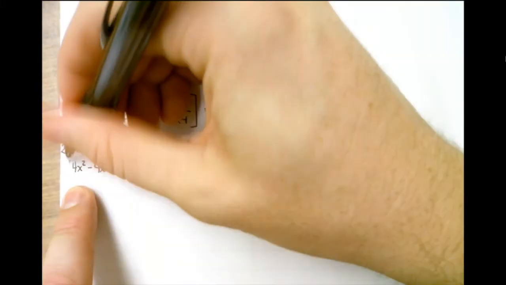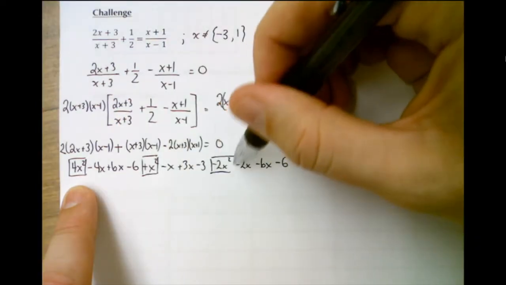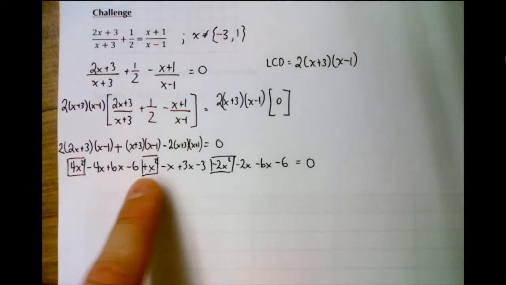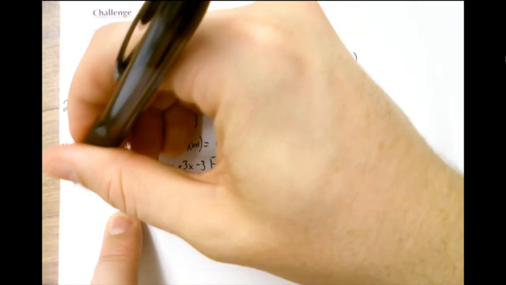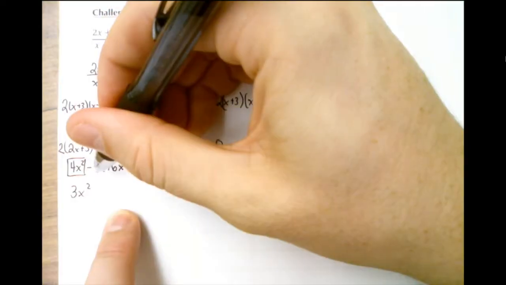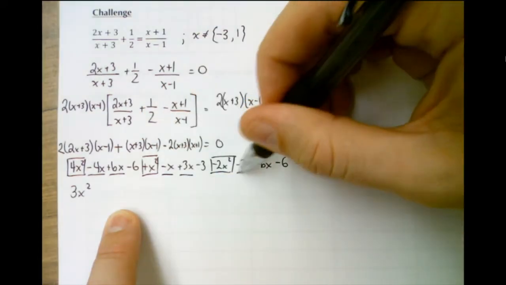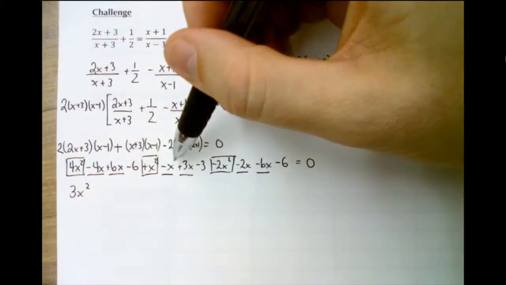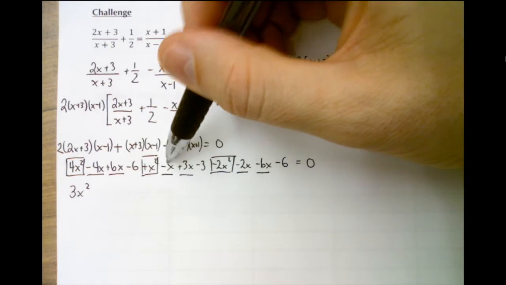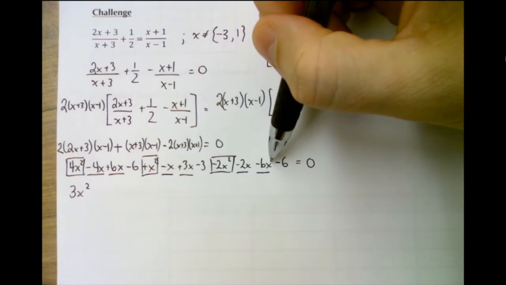So where are my squares? I'm going to square those. Squared, squared, squared. So that's 4x squared plus x squared is 5, minus 2 is 3x squared. My x's, 4, 6, negative x, 3, negative 2, negative 6. Oh boy. Negative 4 plus 6 is 2x, 5x, 4x, negative 2x, negative 8x. Count that up one more time.